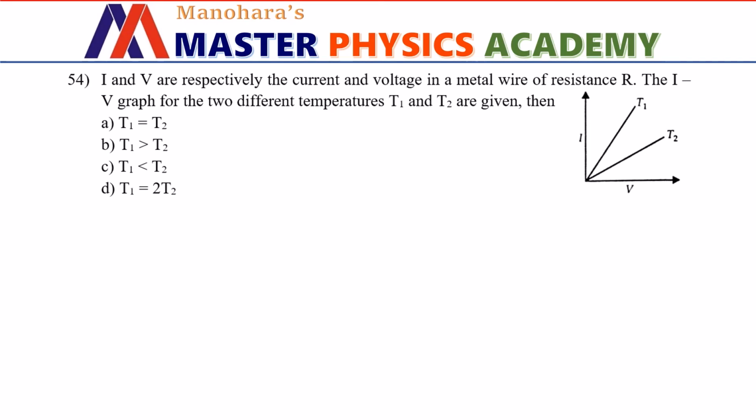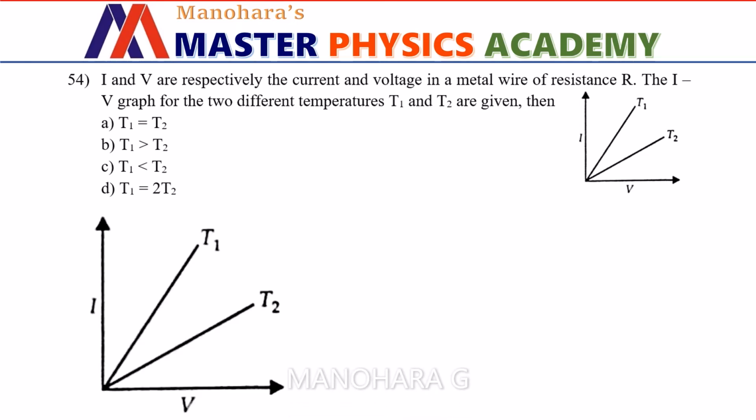I and V are respectively the current and voltage in a metal wire of resistance R. The IV graph for the two different temperatures T1 and T2 are given. Then let me consider the graph here. I'll mark some voltage on the x-axis, say V dash. At this voltage, I'm going to check what is the current in each graph. So let me consider current in the first graph as I1 and current in the second graph as I2. So what we are observing here is I1 is greater than I2.